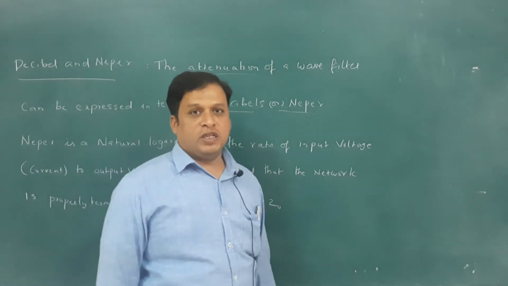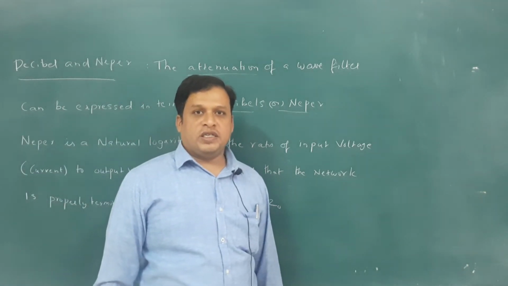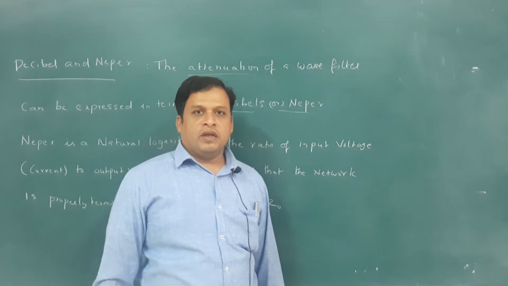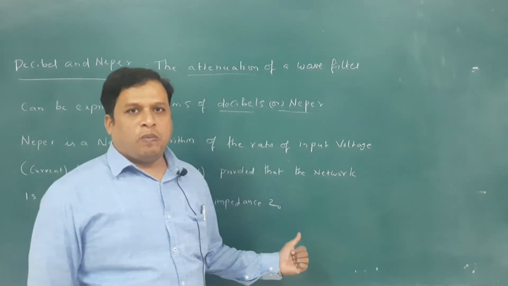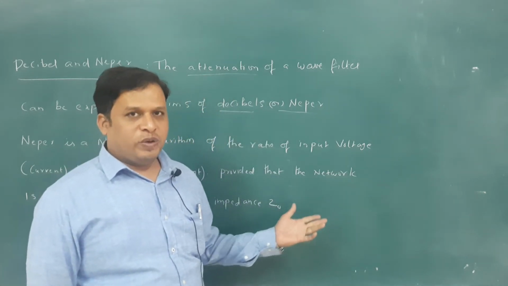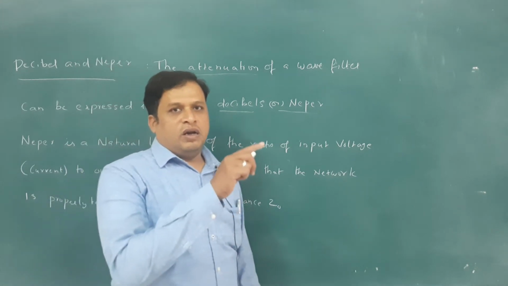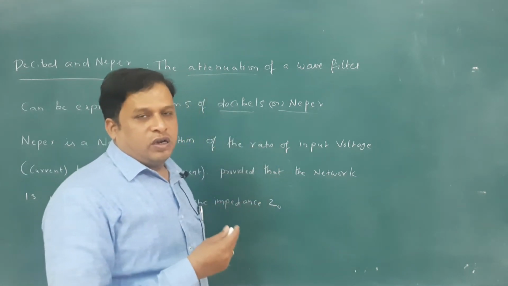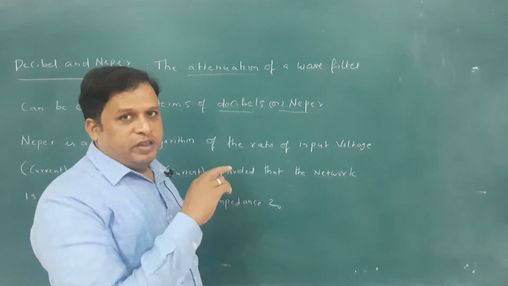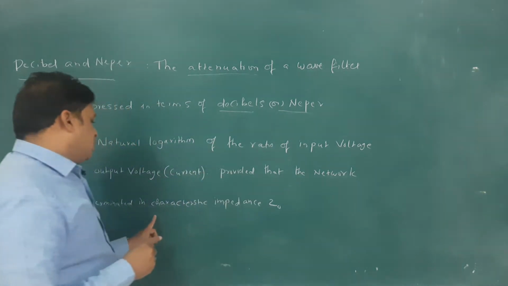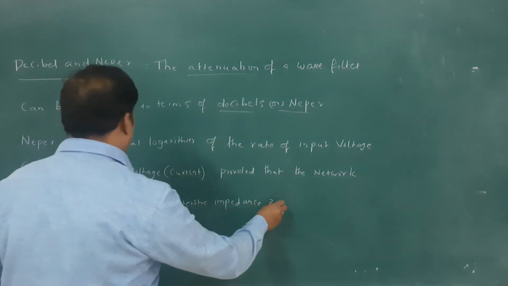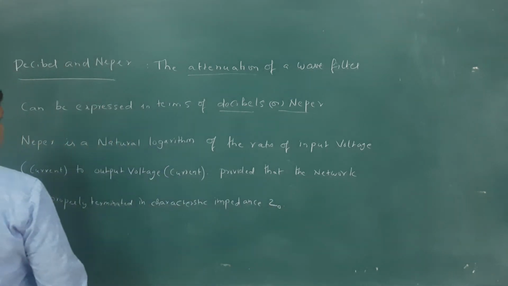As we already derived the propagation constant and characteristic impedance for a two-port network, he is saying that the network should be properly terminated by Z0. So the second port of the two-port network should be terminated with this particular characteristic impedance Z0. Okay, that is the condition.